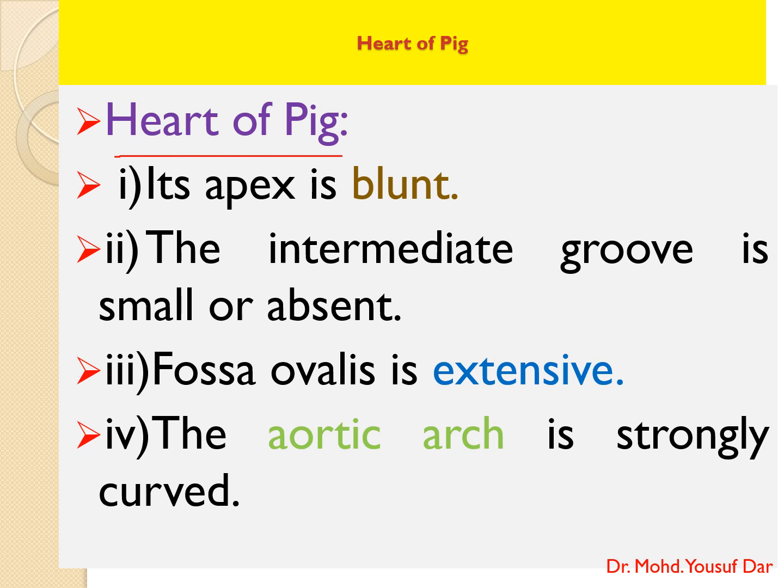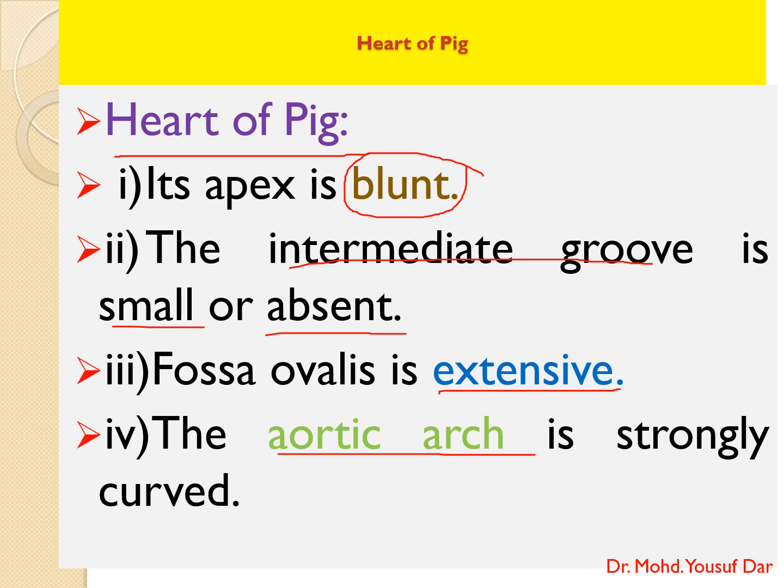Now coming to the heart of the pig. In the case of the pig, the apex of the heart is blunt. The intermediate groove is small or absent. The fossa ovalis that is present on the interauricular septum is extensive in the case of the pig, and the aortic arch is strongly curved.